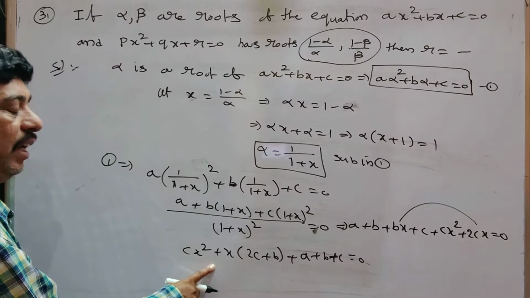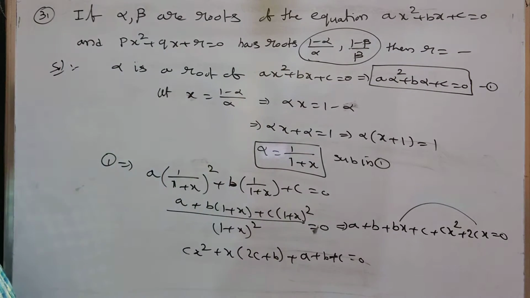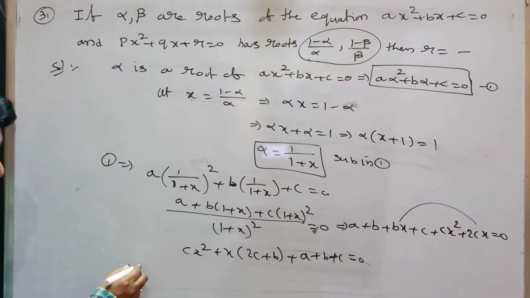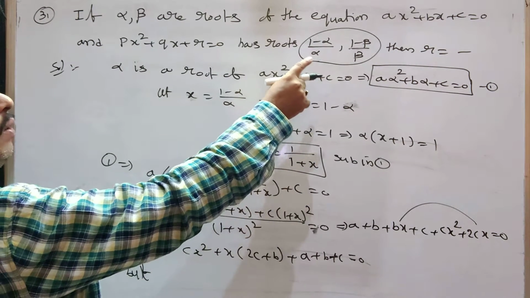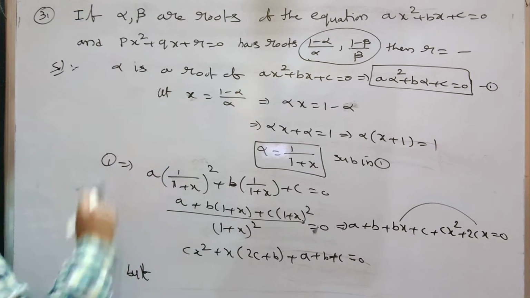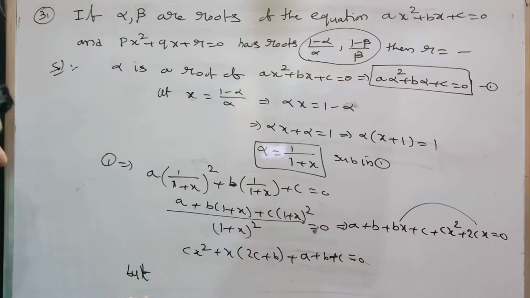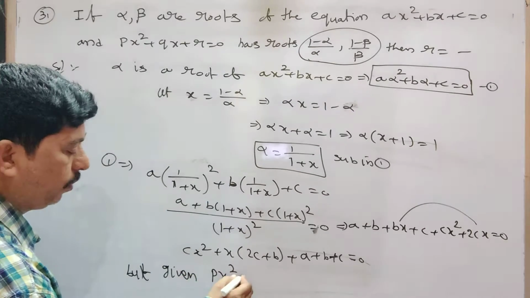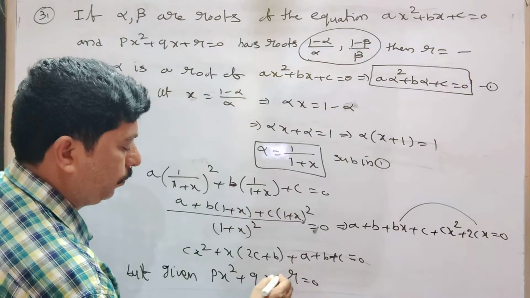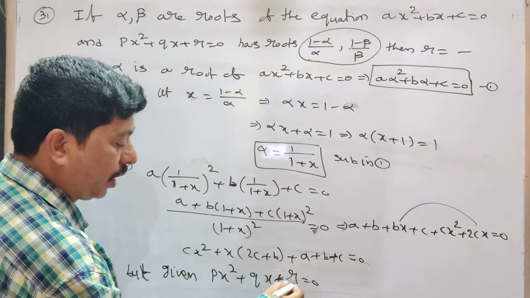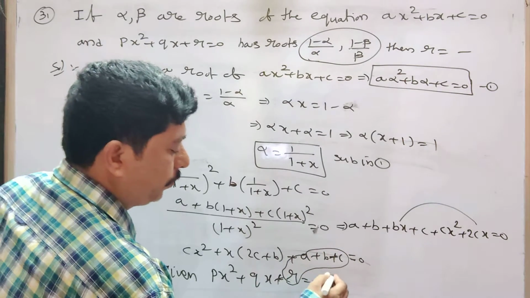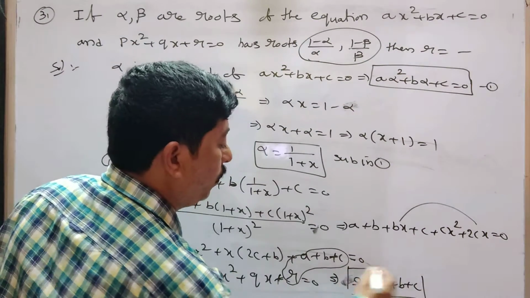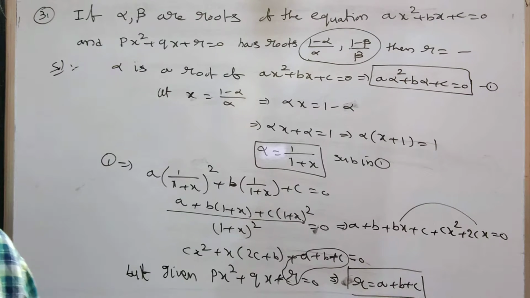But this is the equation having the roots 1 minus alpha by alpha and 1 minus beta by beta. What is the given equation? Px square plus qx plus r. The equation having these roots is px square plus qx plus r equal to 0. R is the constant. Compare both equations, and the r value you get is a plus b plus c. R value is a plus b plus c. Check the solution.